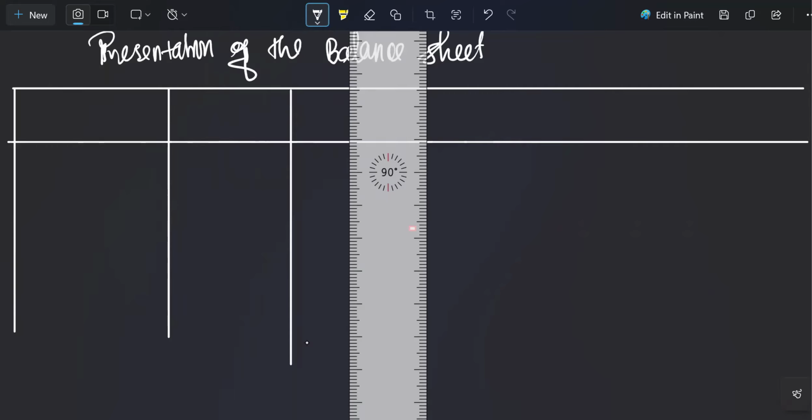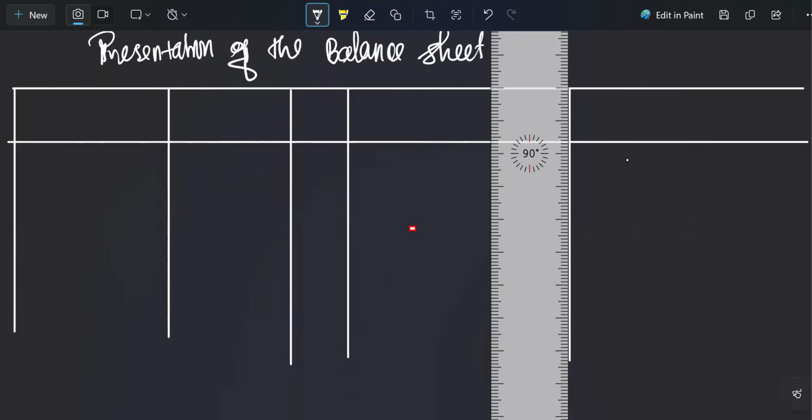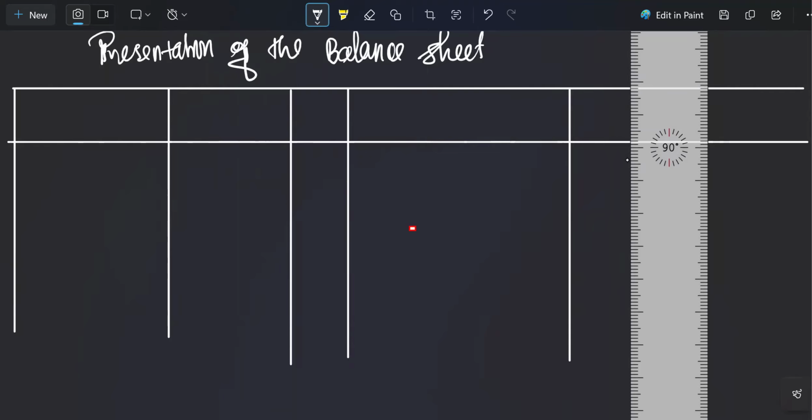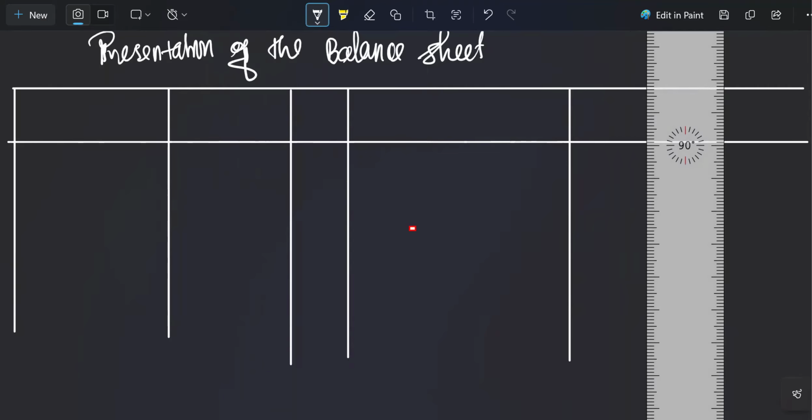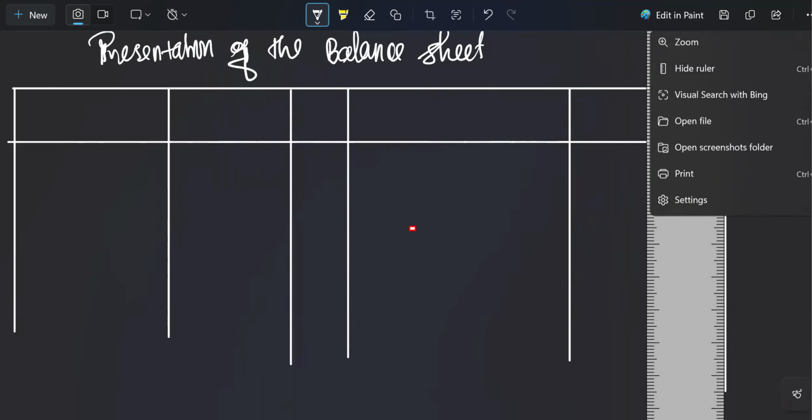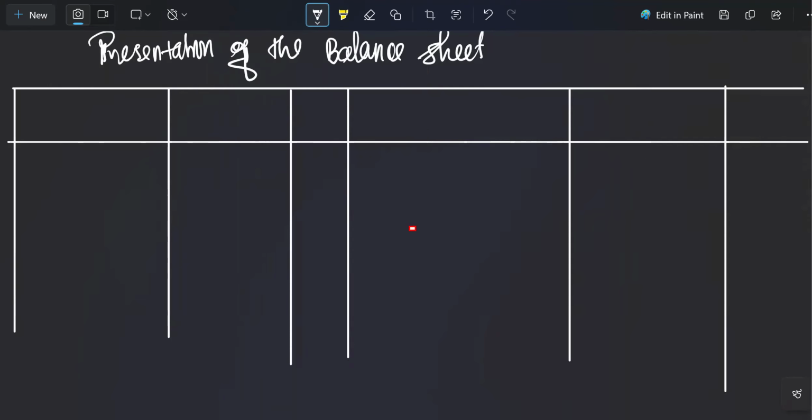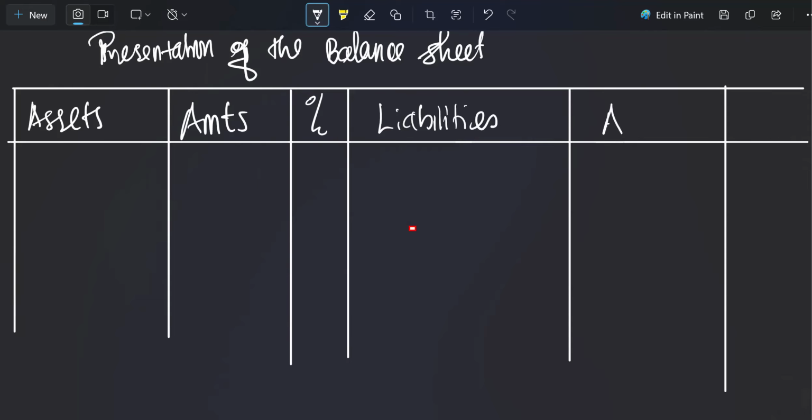And they'll put percentages. We have liabilities, amounts, and percentages. Okay, so we have something like this. Let us go ahead and try to present. So here we are going to have assets, amount, percentages, liabilities, amounts, percentages. So the first one, we have fixed assets.